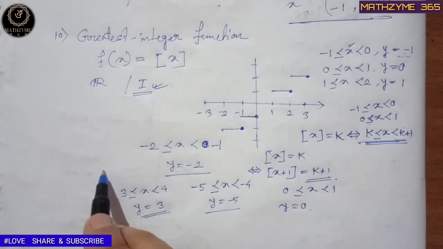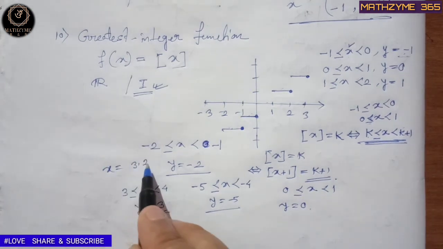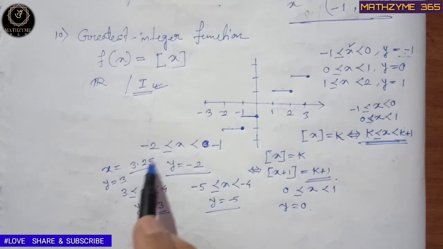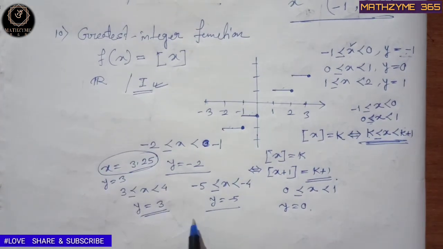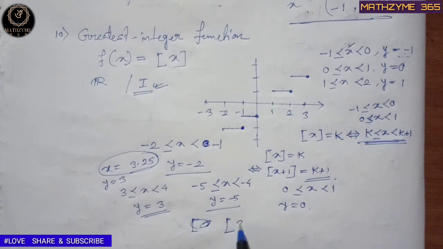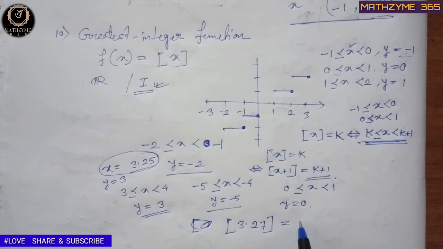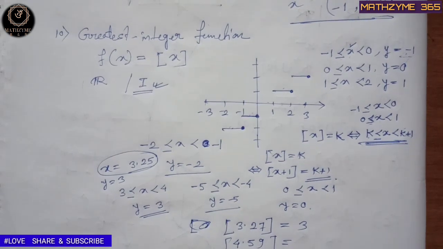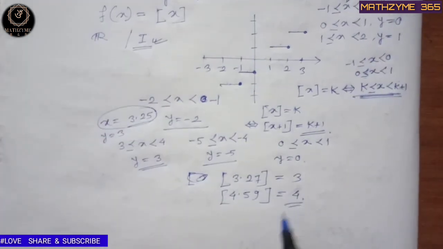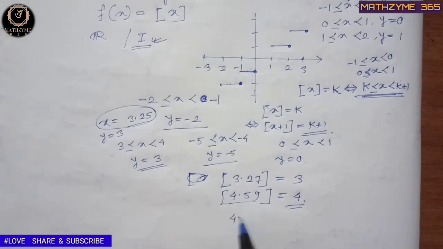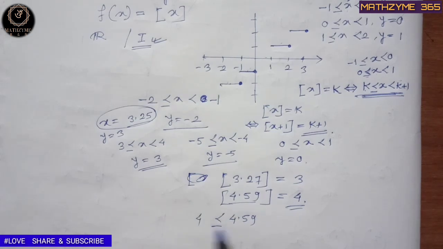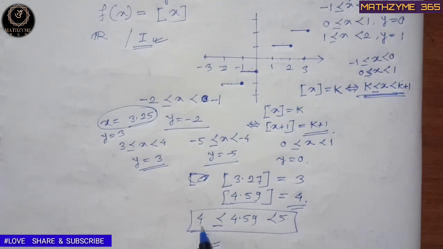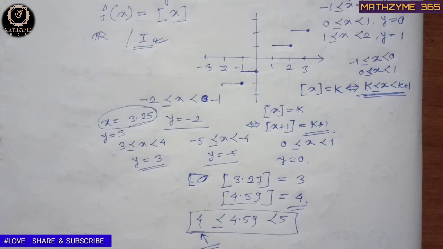So if you put x equals 3.25, then what is the value of y? The value of y equals 3. Now in this sum you are given here, [3.27] equals 3. Okay, if you have 4.59, then [4.59] is equal to only 4. So this is the greatest integer function. Why this? Because 4.59 is greater than or equal to 4 but less than 5, so we must take y as 4. This is called the greatest integer function, and the graph is like this.